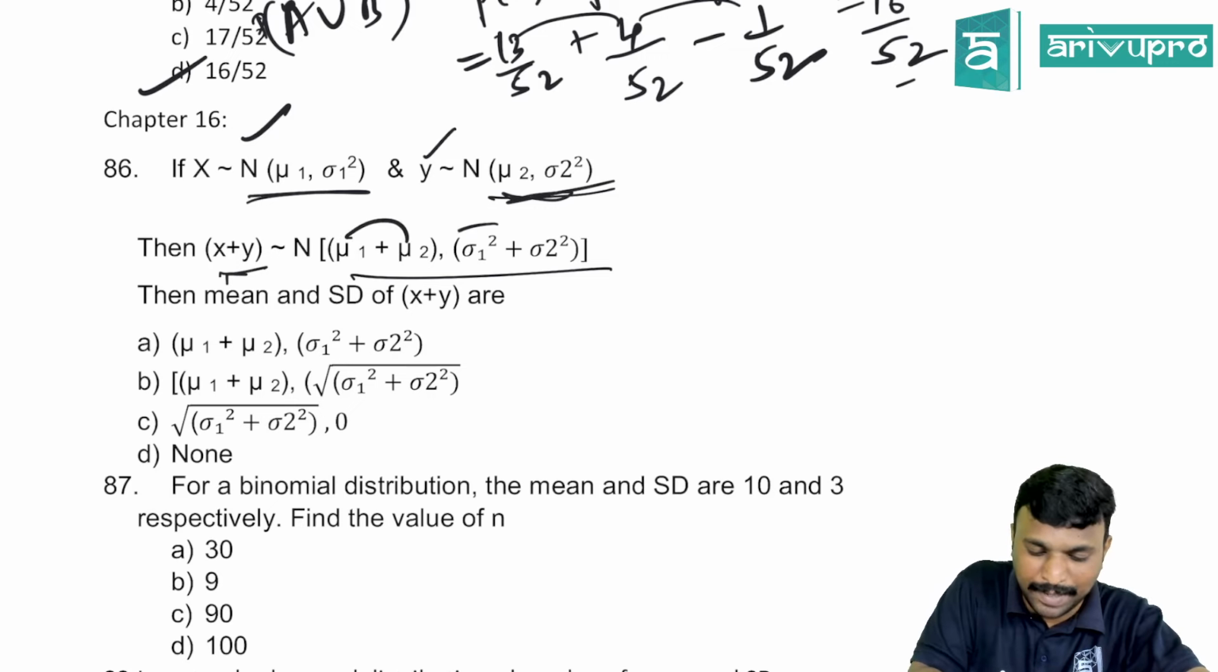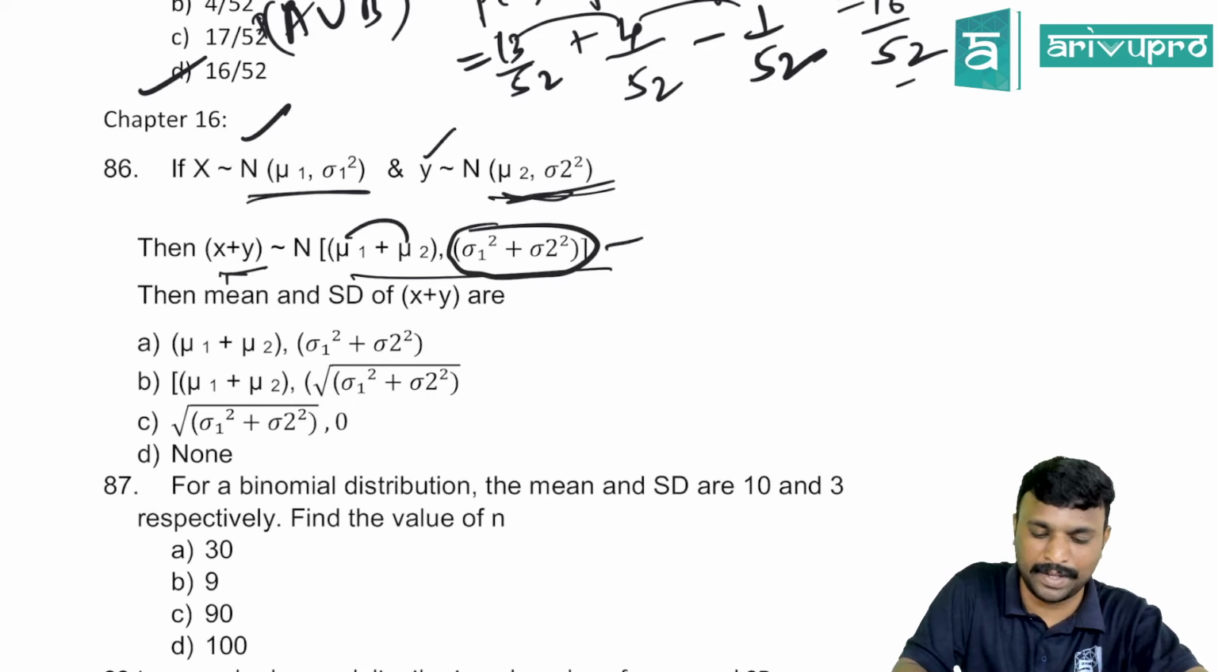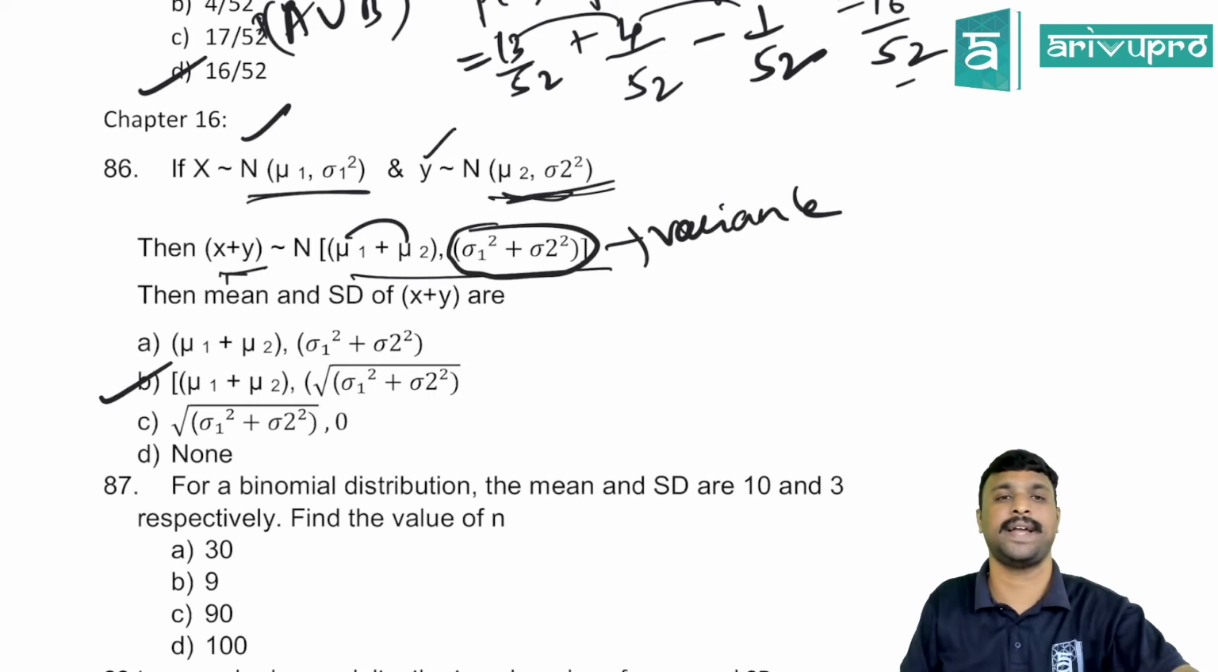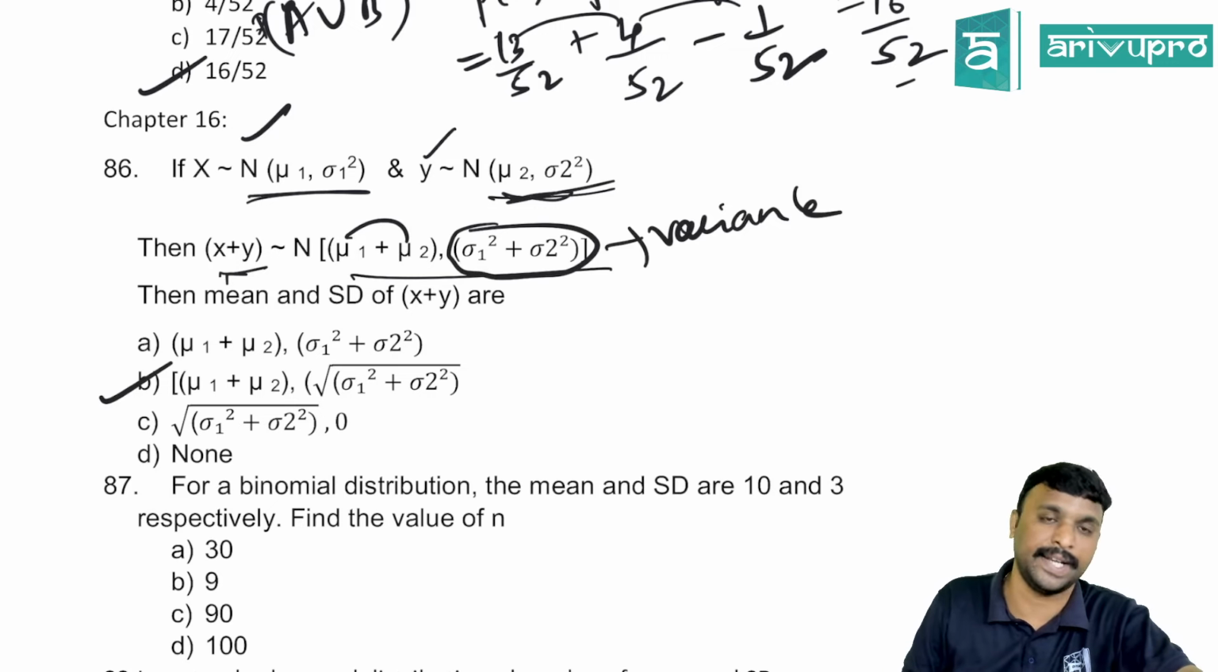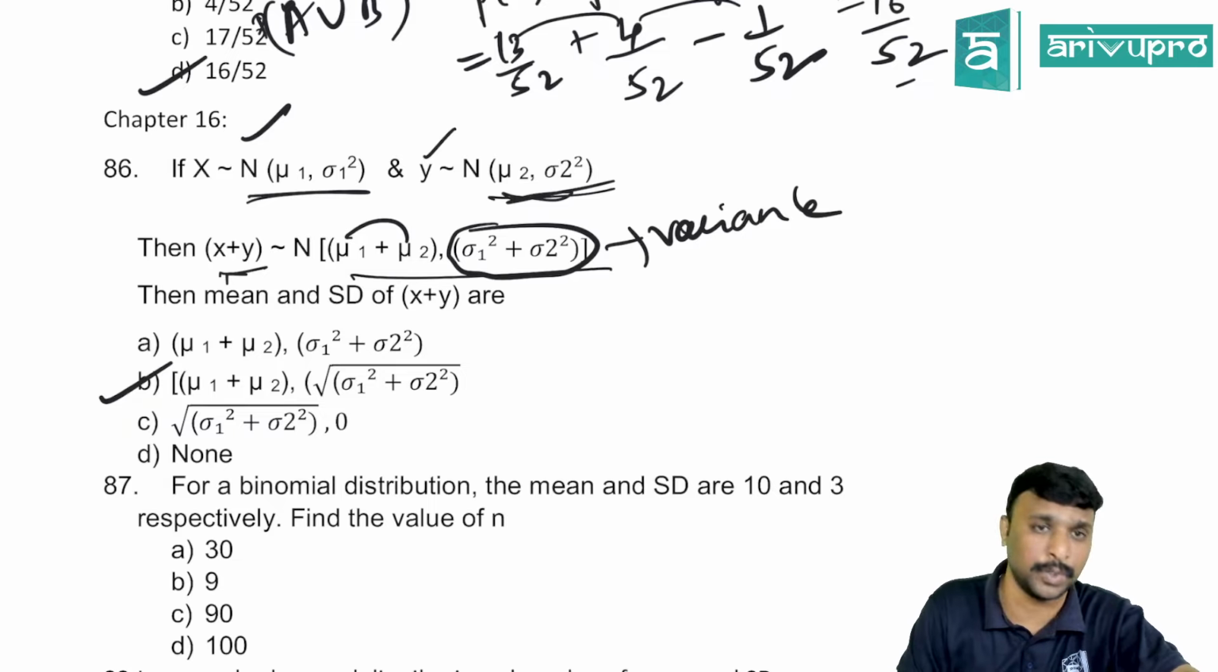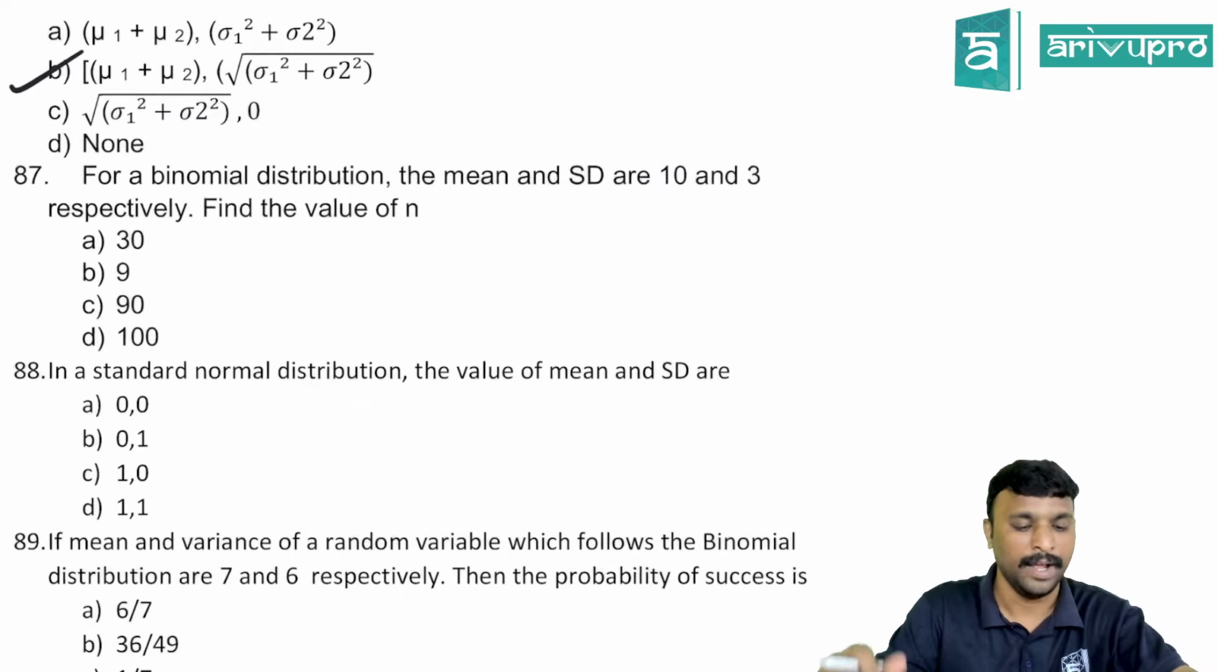Guys, this is nothing but sigma 1 square plus sigma 2 square, which is nothing but the variance. So what is standard deviation? Root of that. Therefore, option B is the right answer. SD of x plus y will be definitely the root of sigma 1 square plus sigma 2 square. So option B is the answer. Look at the next question, guys.